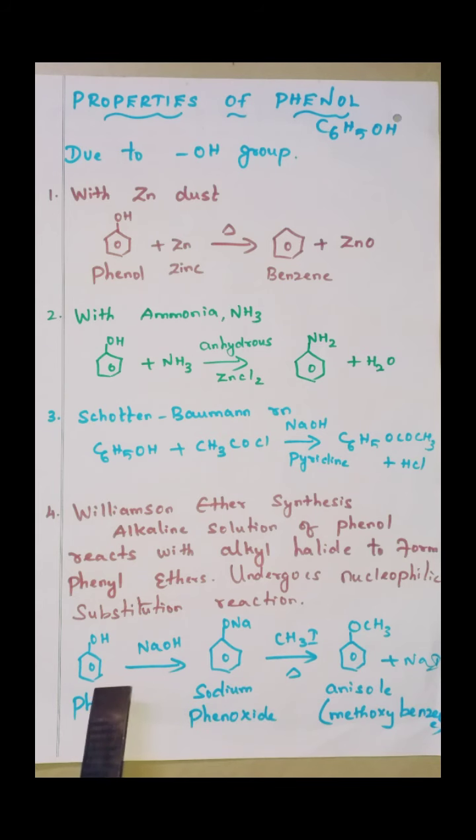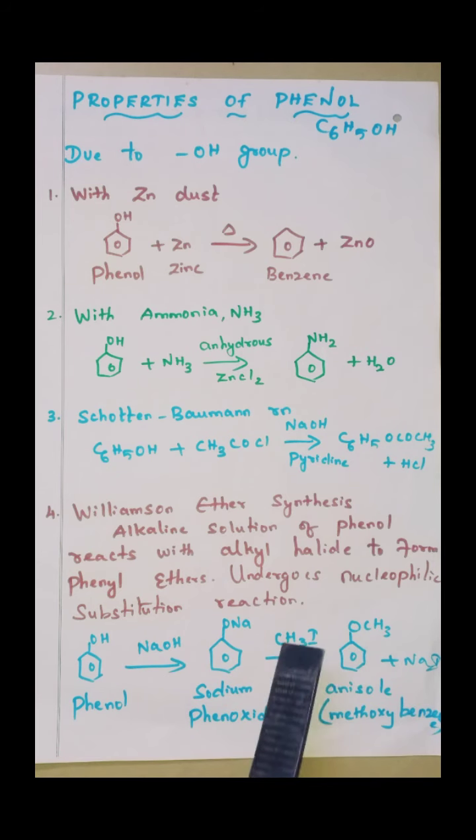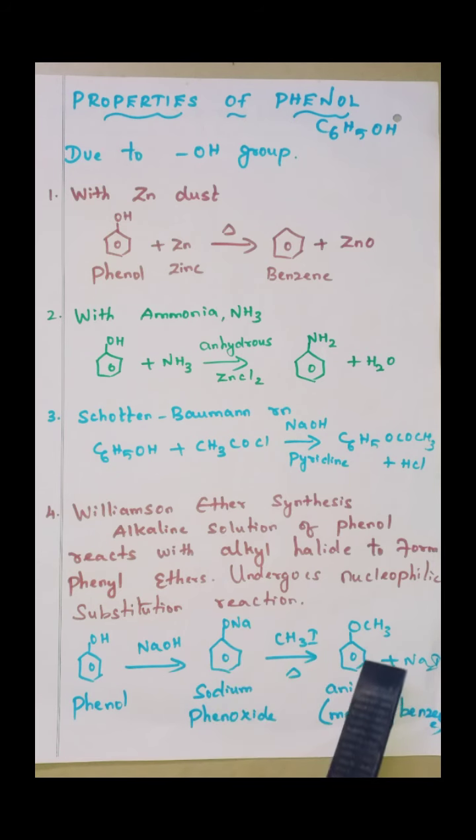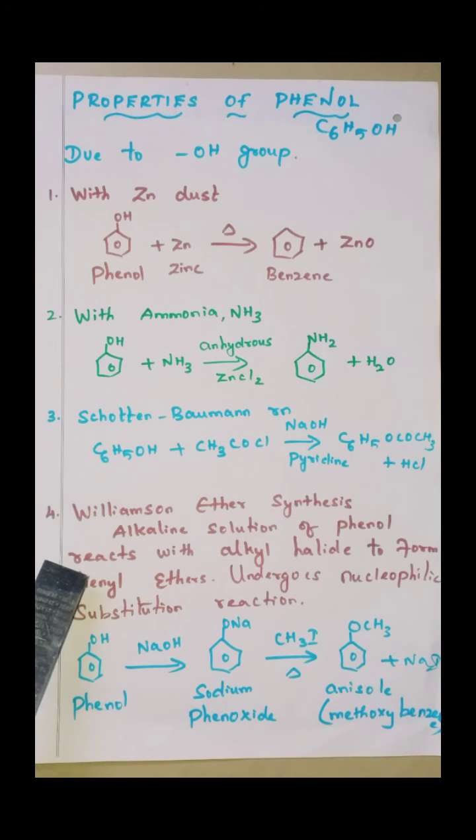First phenol reacts with sodium hydroxide to form sodium phenoxide. Then it reacts with methyl iodide, that is the alkyl halide. Here Na, here I removes NaI. The remaining CH3 group goes and adds here to form methoxybenzene. This is called anisole. CH3O group is called methoxy. O linkage means it is an ether. So methoxybenzene is the IUPAC name, and the common name is anisole. So in this page we are seeing only the reactions due to the OH group: reaction with zinc dust, with ammonia, the Schotten-Baumann reaction, and the Williamson ether synthesis.